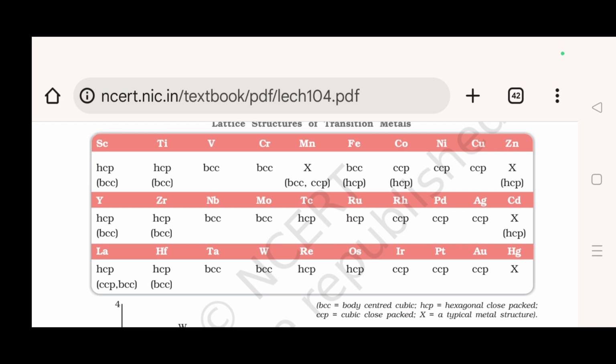Vanadium has BCC. Chromium has BCC, and manganese has BCC and CCP. Iron has BCC and HCP. Cobalt has HCP and CCP. Nickel has CCP. Copper has CCP, and zinc has HCP.